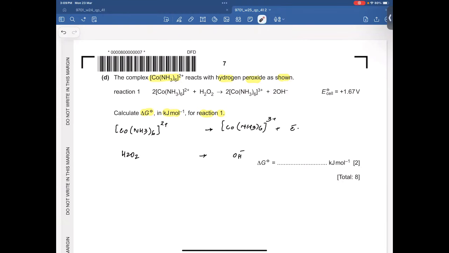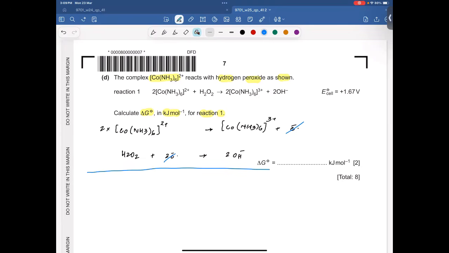So how many hydrogen atoms here? 2. How many oxygen atoms? 2. So we need to put 2 here. So I believe it will absorb 2 electrons. So here we have 2 minus charge, here we have 2 minus charge, so charge is balanced on both sides. We have 2 hydrogen, we have 2 hydrogen here. We have 2 oxygen, we have 2 oxygen here. So I need to multiply this equation by 2 so that the number of electrons can be balanced. As soon as the number of electrons are balanced, we cancel them out, and we'll get the final equation which is already given in the question.